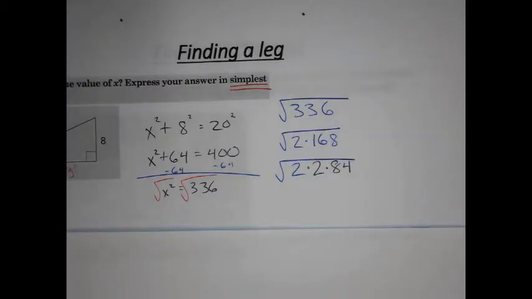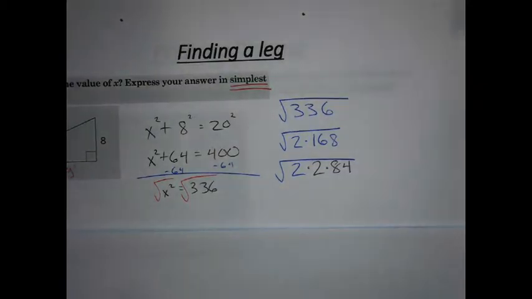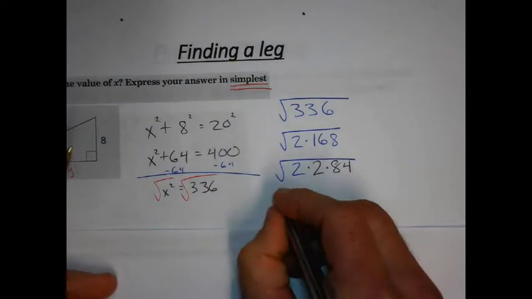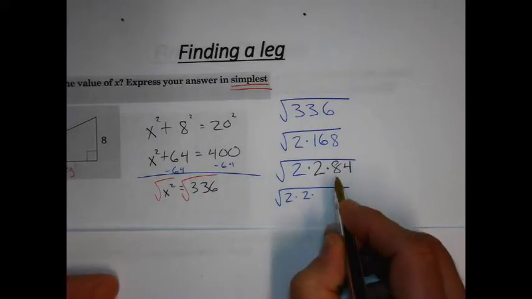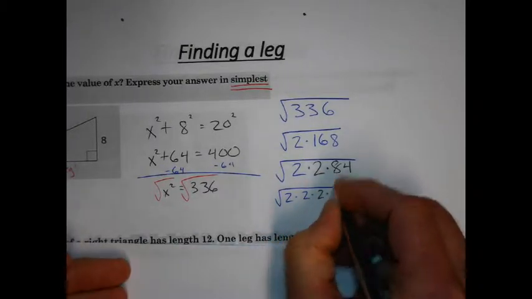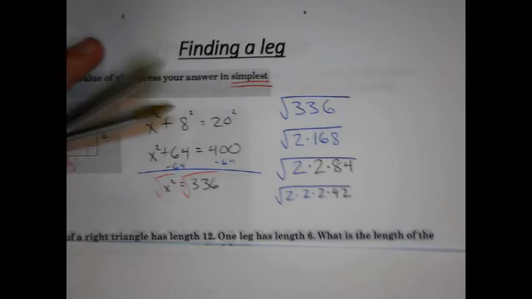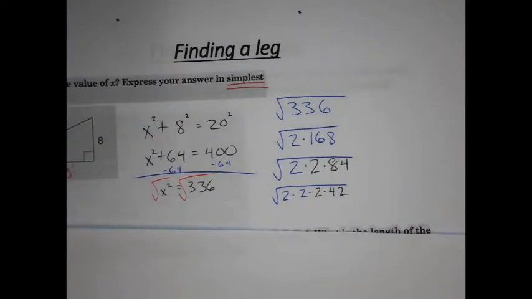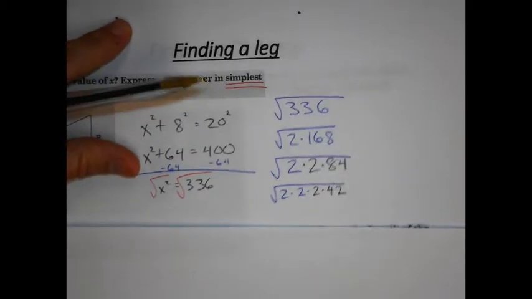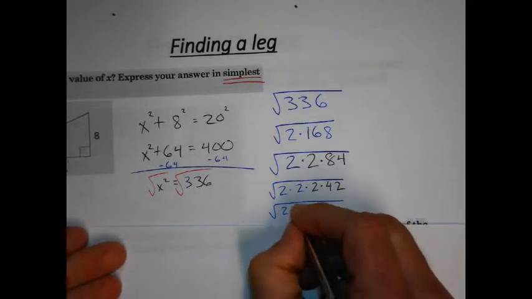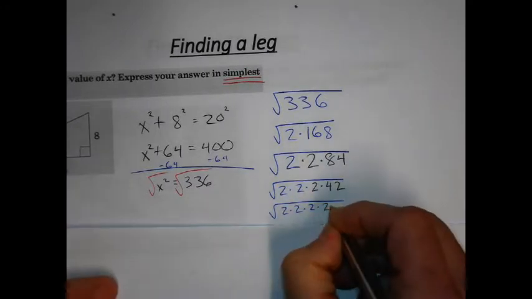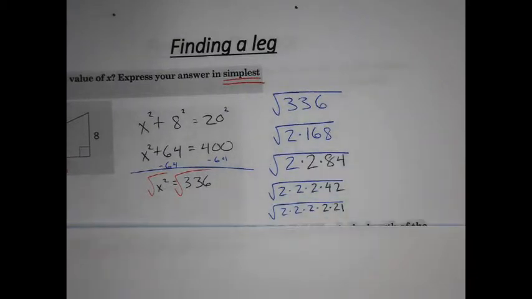And hopefully you notice something about 84. 84 is divisible by 2. What is happening here? Oh my goodness. So we have 2 times, not 84 anymore. 84 is 2 times 42. Man, here we go again. Another one divisible by 2. Holy cow. So let's continue doing this. So the square root of 2 times 2 times 2 times 42 is 2 times 21. Oh, thank goodness. Right? So what's happening here?